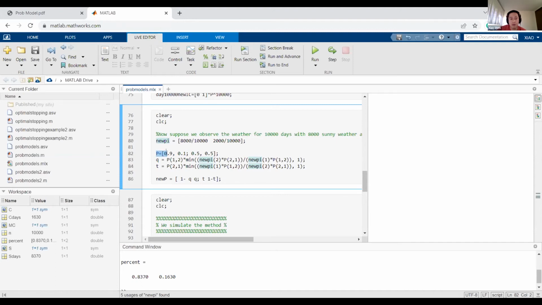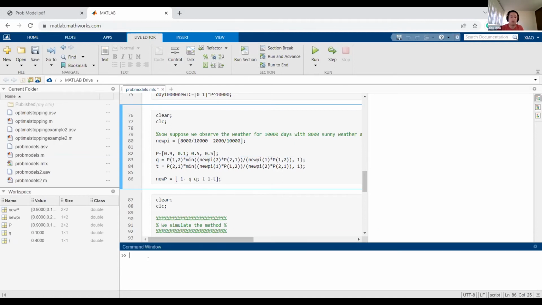And we would start with the transition matrix that we had before, which is just going to be P. In this case, using the formula, we're going to define the two off-diagonal entries. I call them Q and T. So our new matrix is going to be of the form: the first line will be 1 minus Q, Q, and then T, and 1 minus T. Okay, so let me just run this section so we can output the new P. Now our new matrix looks like the following. It has the transition probabilities 0.9, 0.1, 0.4, and 0.6, right?